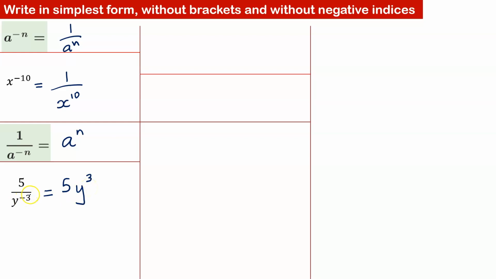Now notice this, by the way. See how there was a negative exponent in the denominator? It went up there as a positive exponent in the numerator.